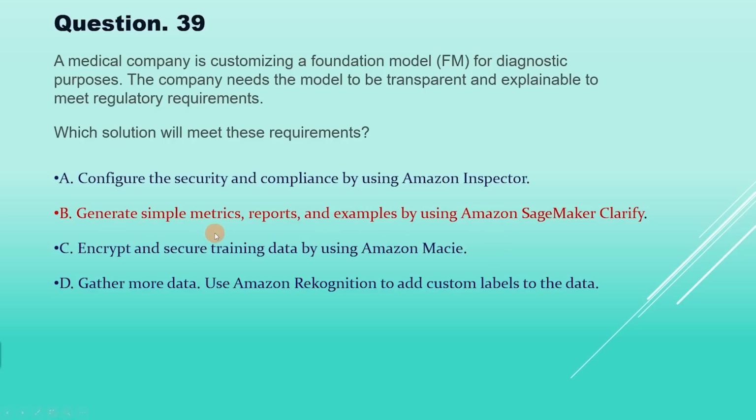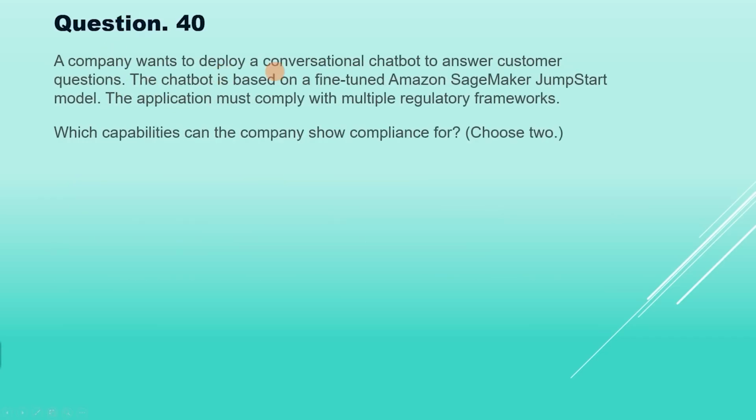Now question number 40. A company wants to deploy a conversational chatbot to answer customer questions. The chatbot is based on a fine-tuned Amazon SageMaker JumpStart model. The application must comply with multiple regulatory frameworks. Which capabilities can the company show compliance for? Choose two. Here are the options.